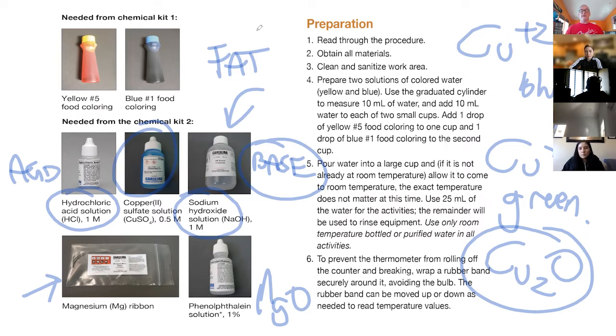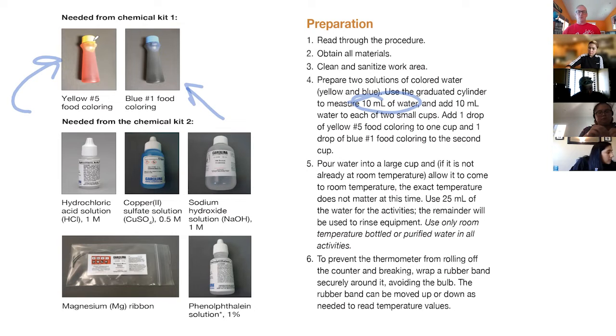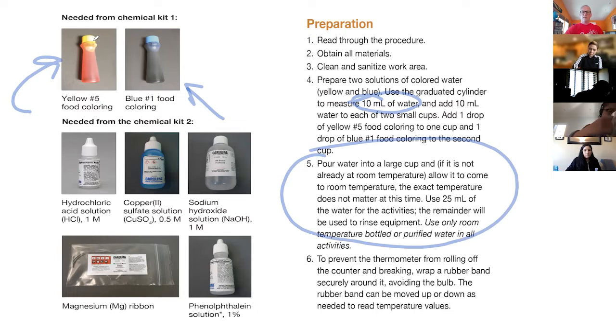So we're going to read through the procedures. Hopefully you've read through them already. You want to get all the materials together in one place, and then start getting your solutions together. The first thing you're going to make is 10 mils of water in the 2 small cups. That's what we'll use the medicine cups for. And just add a drop of yellow number 5 to 1 cup and blue number 1 to the other. You want water at room temperature for pretty much all these experiments.